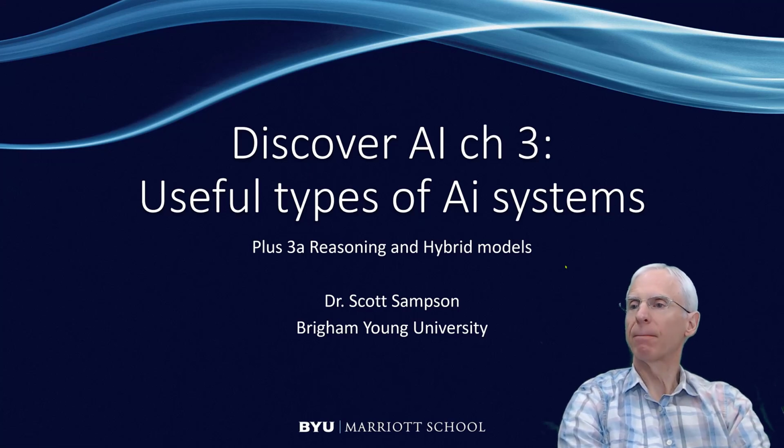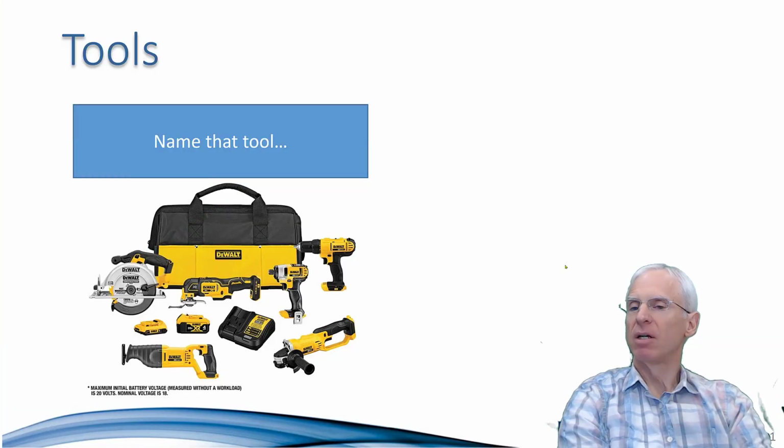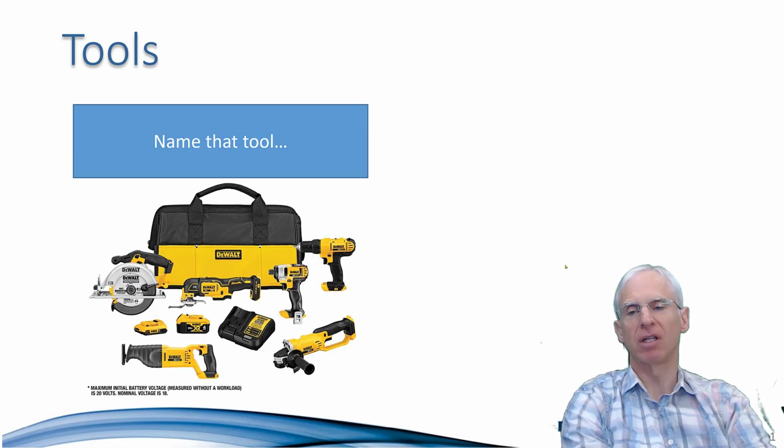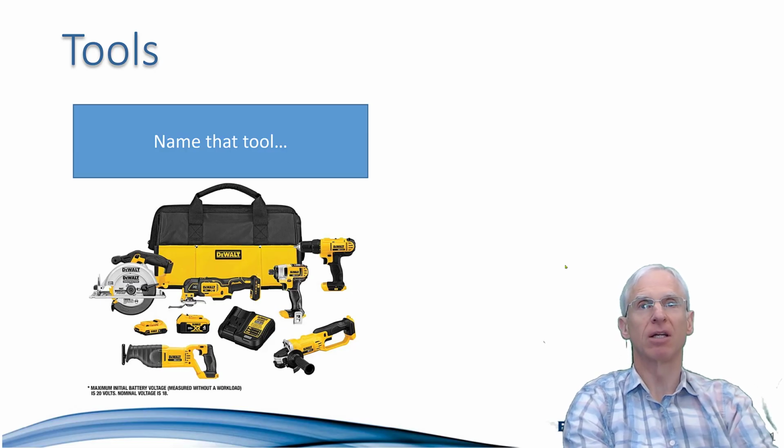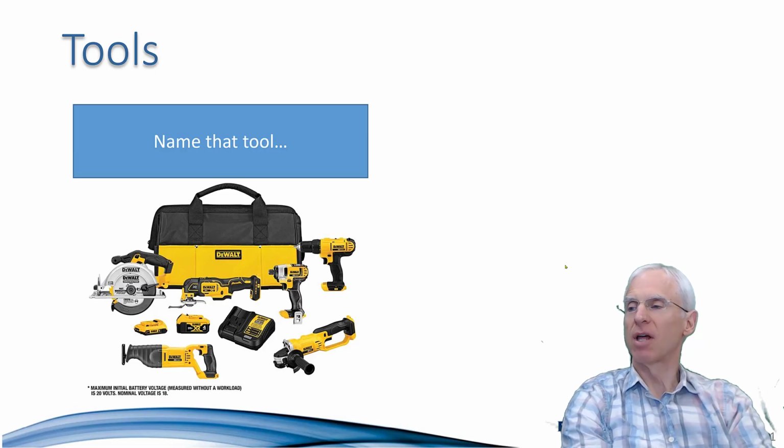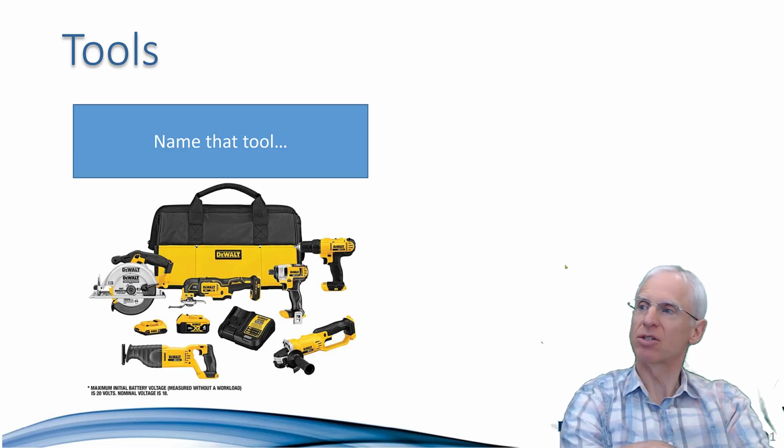So, this chapter is about, loosely I call it the term tools, although unfortunately the term tools has taken another meaning in the context of AI, but I love tools. There's a lot of tools, and in class sometimes I'll do this exercise, name that tool. Do you know what these different tools are called?